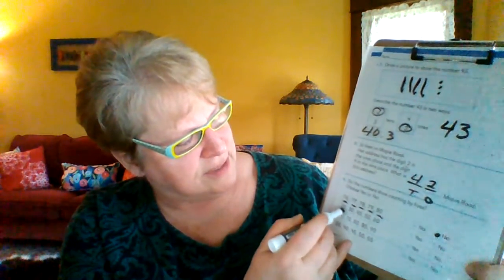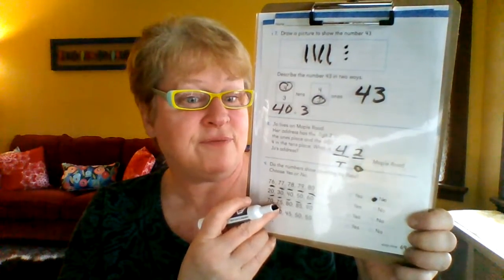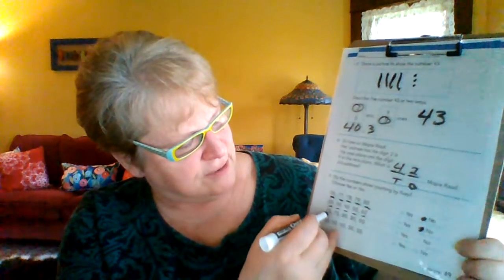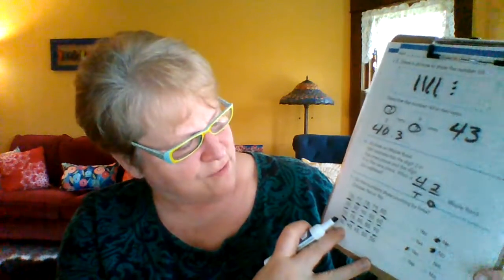How about this? 0, 0, 0, 0, 0. Is that counting by fives? No, that's counting by tens. 30, 40, 50, 60. So no. How about this? 0, 5, 0, 5, 0. 70, 75, 80, 85, 90. Is that counting by fives? You bet. And 35, 40, 45, 50, 55. Does that go 5, 0, 5, 0, 5? Yes, it does. Good job. So those 2 were counting by fives. The other 2 were not.